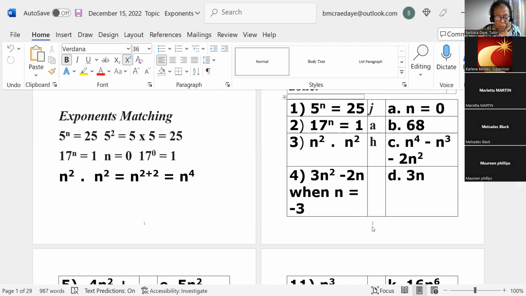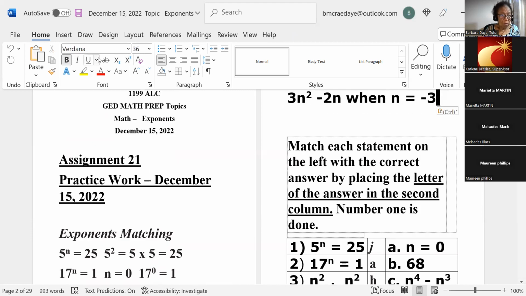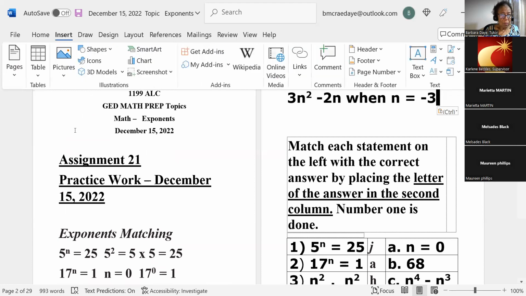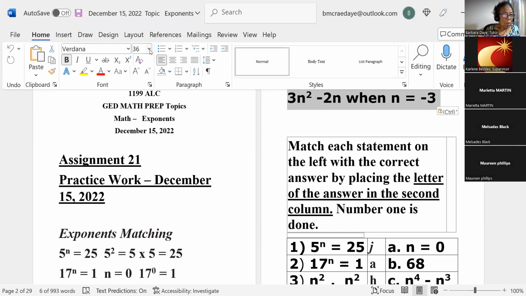Now, number 4 is a substitution. That means, let's just copy this. Number 4 is a substitution. So let's just copy this. Putting it over on the other side. Okay. Make that a little smaller, so I want it really on the other side.